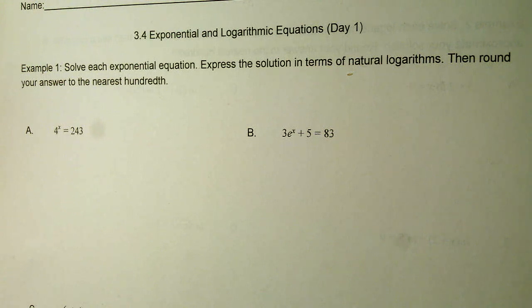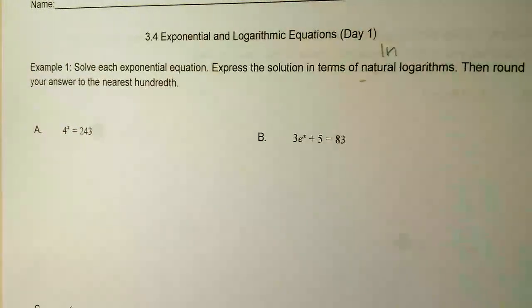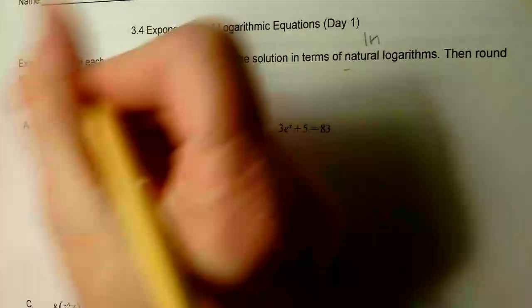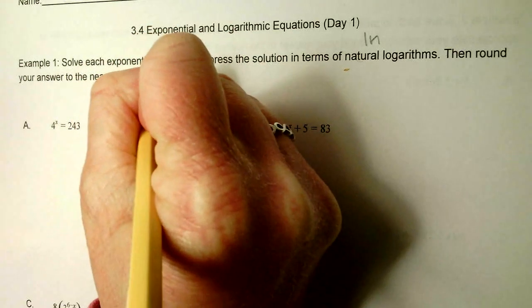We are going to choose to do the natural logarithm, the ln, because we have a natural log button on our calculator. Another common one is to write it in terms of the common log, so log base 10, again because we have that on our calculator. And then we want to round our answer to the nearest hundredth, and so just remember that hundredth means 2 decimal places.